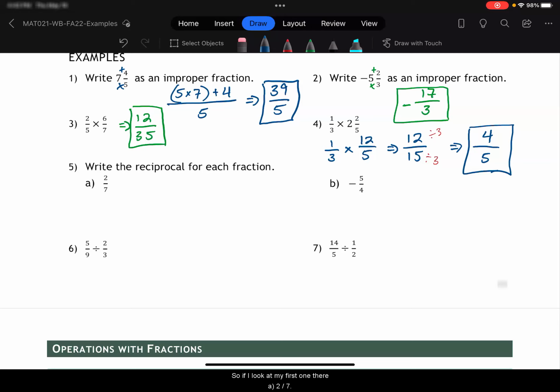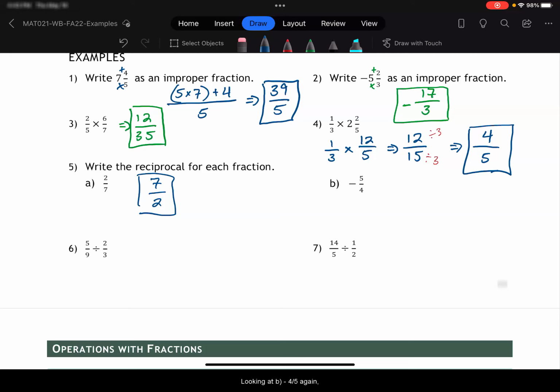So if I look at my first one there, a, 2 over 7. So if I flip that, that would become 7 over 2. So that would be our reciprocal. We're not going to do anything to it. We're not going to change it to a mixed number or anything like that. We're just going to leave it as that improper fraction.